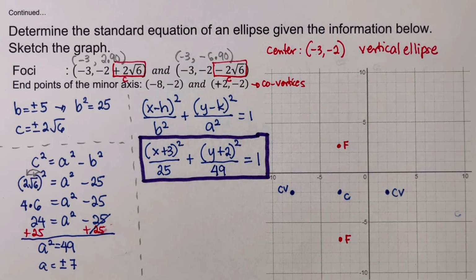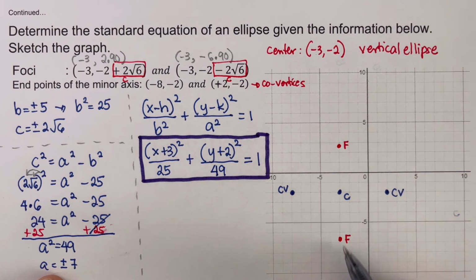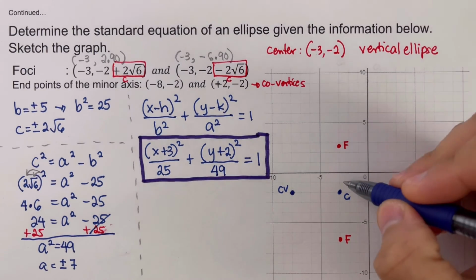Now we remember that our a is the distance from the center to the vertex. So that means, since this is a vertical ellipse, I go up 7, down 7, and then determine the coordinates of the two vertices.